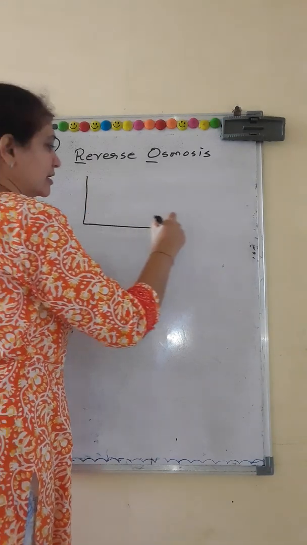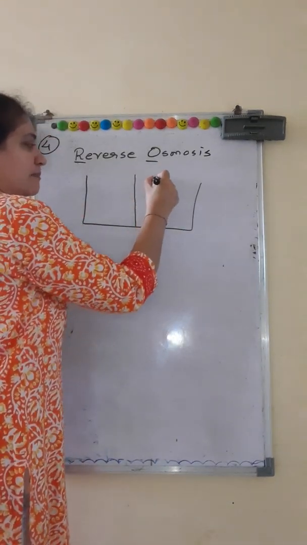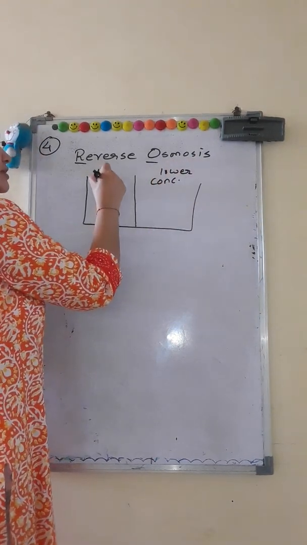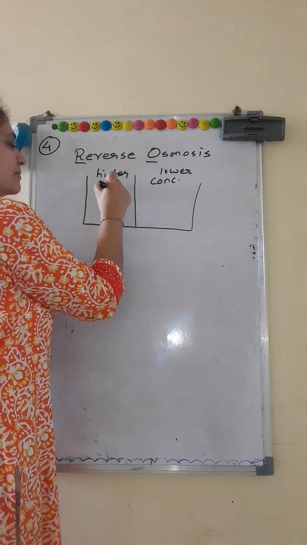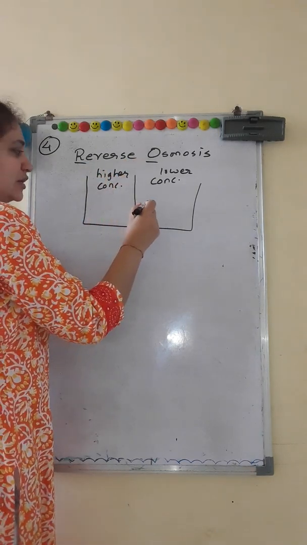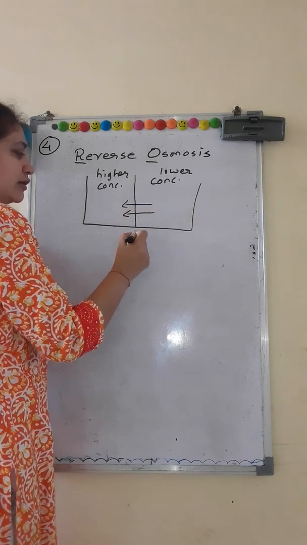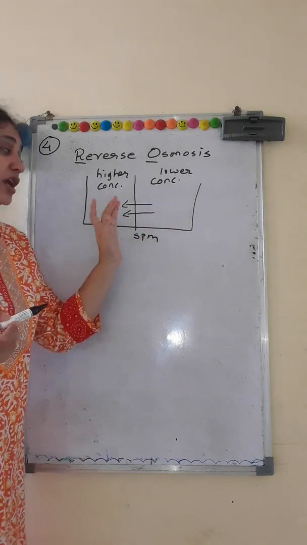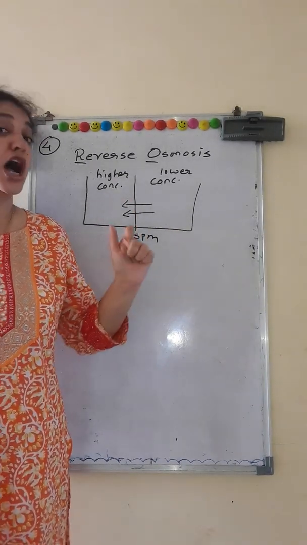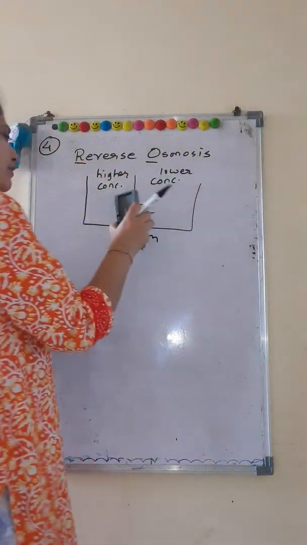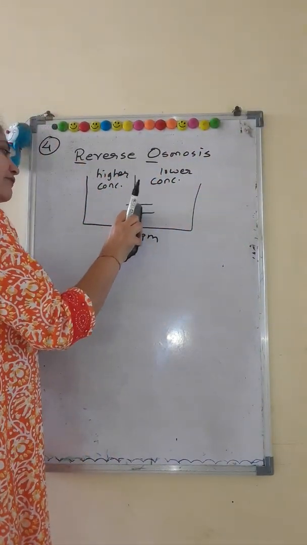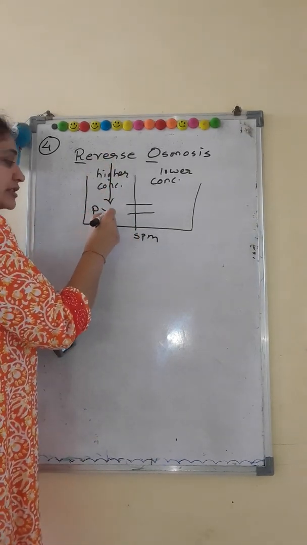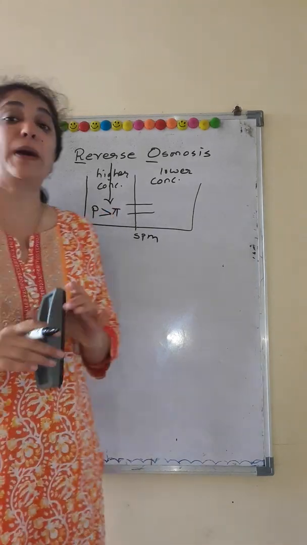Now what happens in it? There are two compartments as usual. This is the compartment with lower concentration, and this is the compartment with higher concentration. As we know, in osmosis, solvent molecules flow through the SPM from lower concentration to higher concentration. Now we will reverse the direction. How can we reverse this direction? We can reverse it if we apply pressure on the higher concentration solution which is greater than the osmotic pressure pi.